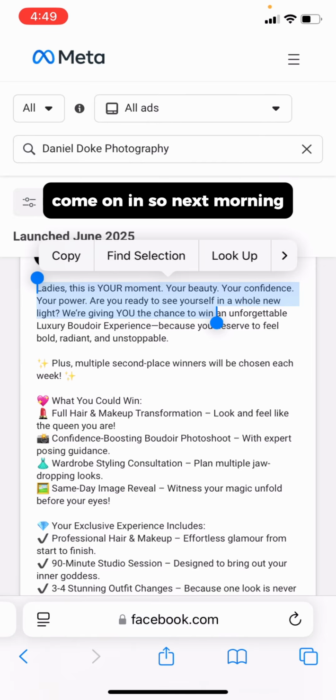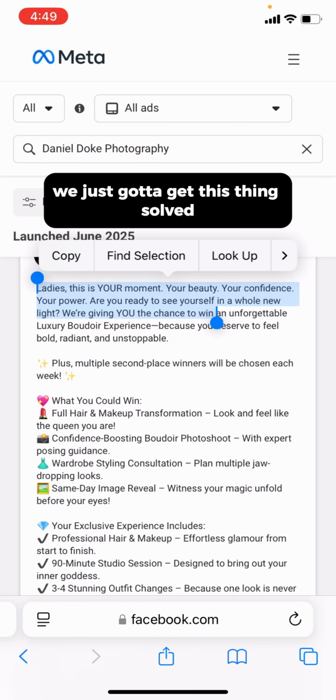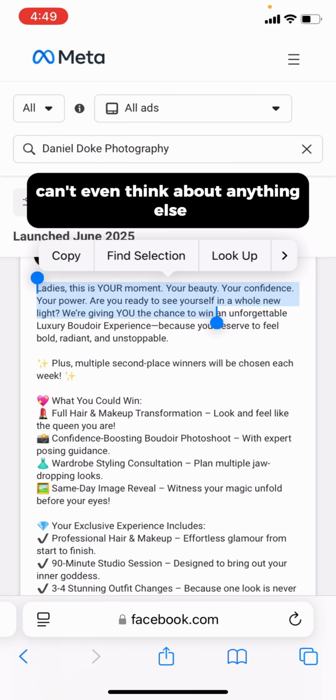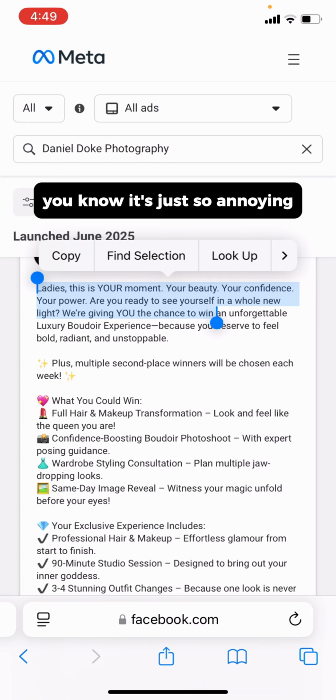Come on in. So next morning we go in, barely slept at all. But dude, we just gotta get this thing solved. Can't even think about anything else. Just so annoying.